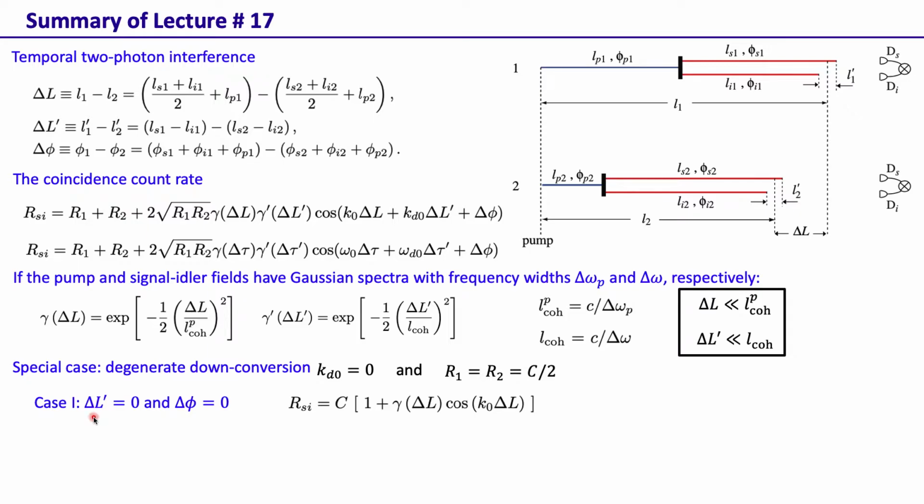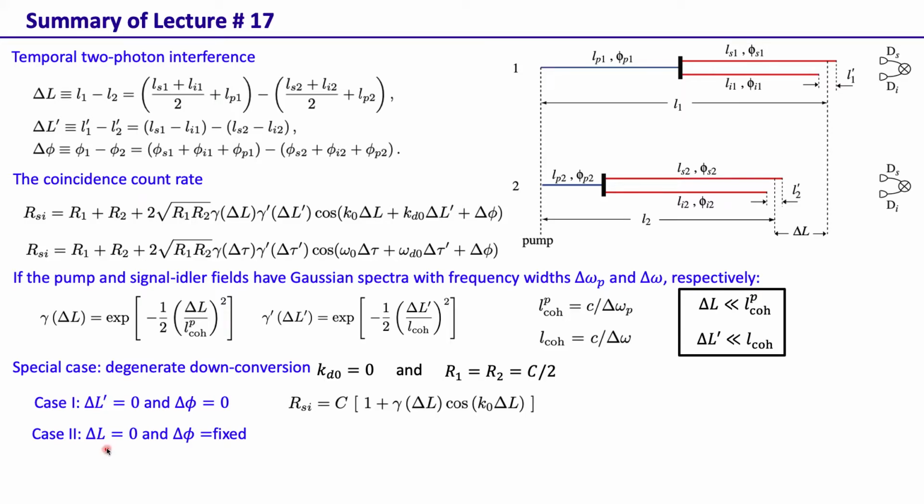First is when delta L prime is 0. This is in order to separate out the effect just due to delta L. For this case, we see that as a function of delta L there is interference in the coincidence count rate, and that interference pattern decays down because of this coherence function. In this sense, delta L plays the same role in two-photon interference as does the optical path length difference in classical temporal interference or in one-photon interference.